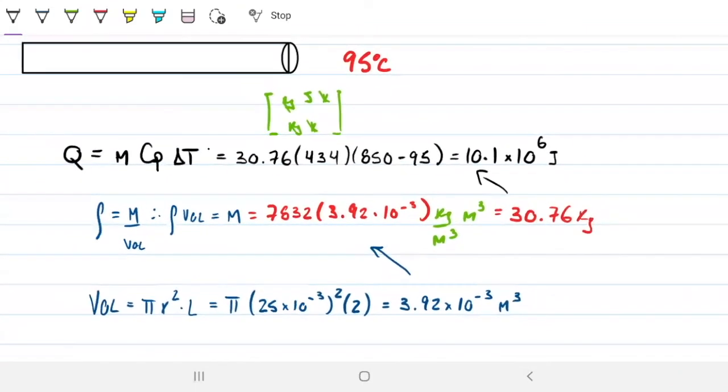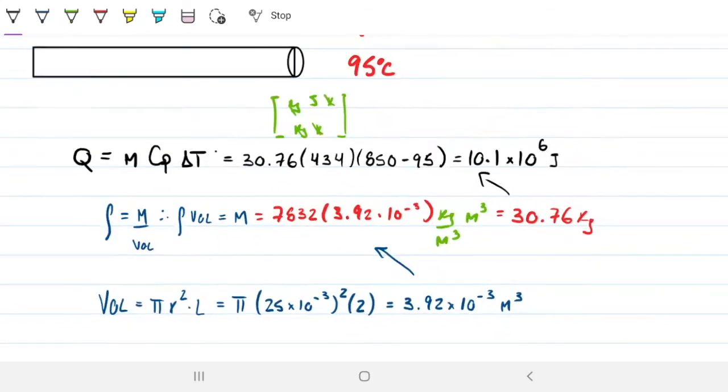Yeah, the 2 pi r squared L. Yeah, cool, good. Like I said, from the start, we knew how to calculate the amount of energy required to go from 850 to 95, right? Either way, if it's from 95 to 850 or 850 to 95, we know that this is the amount of energy that will be required to enter or leave this rod.